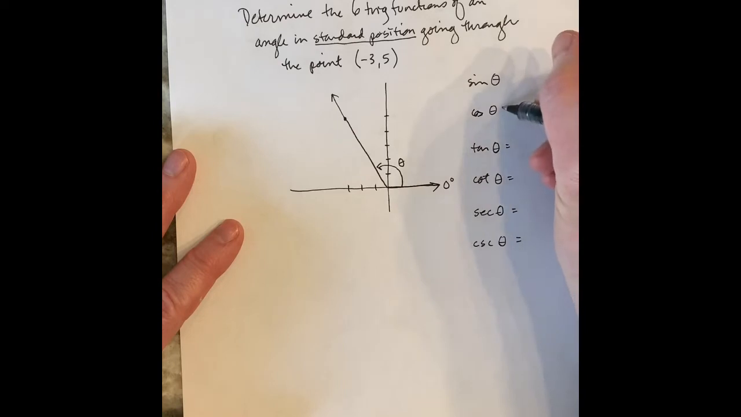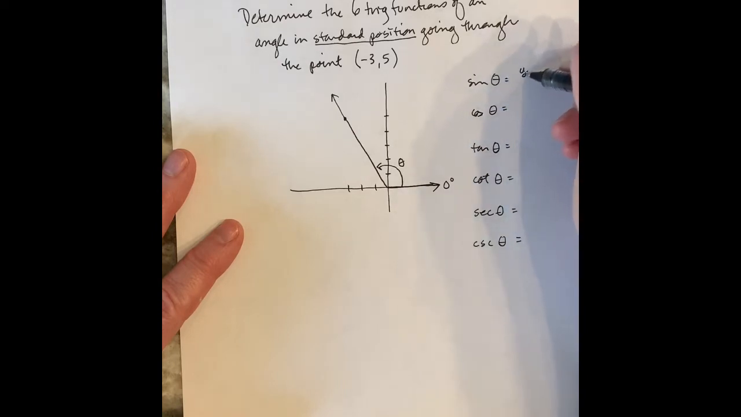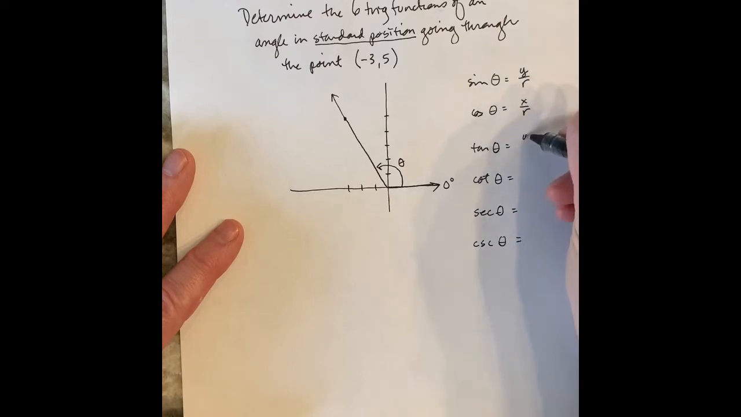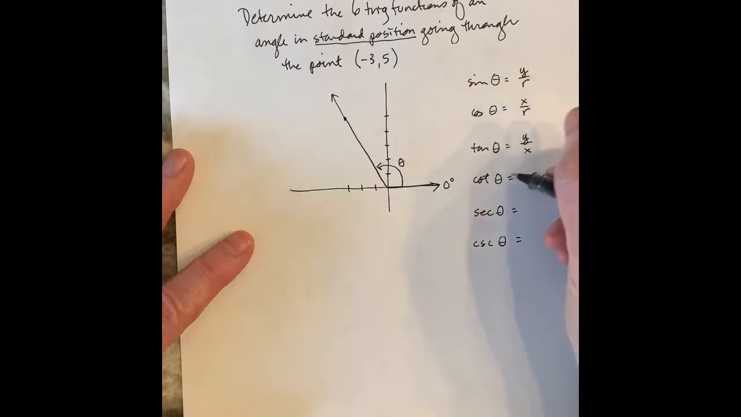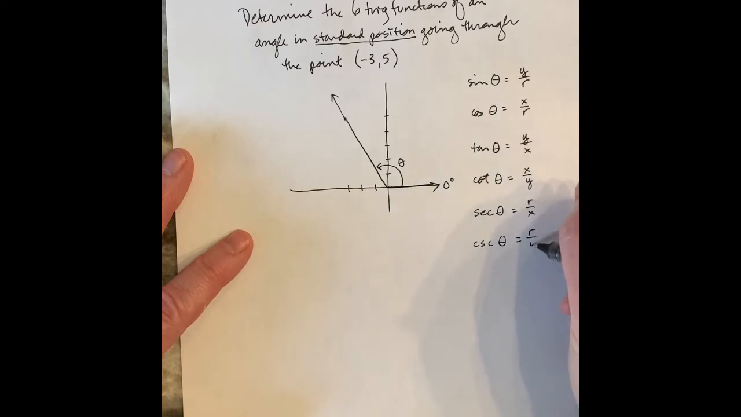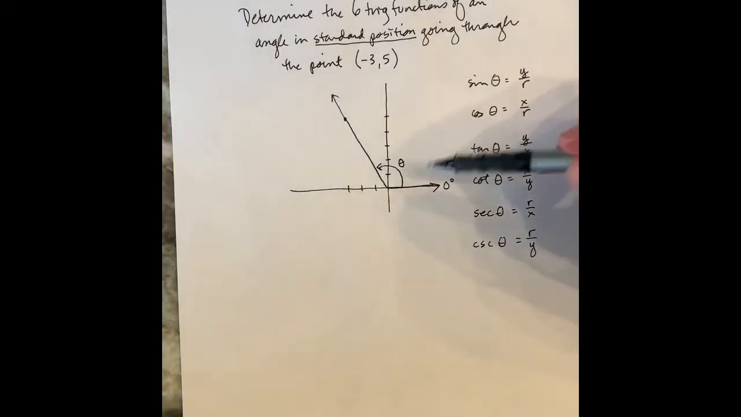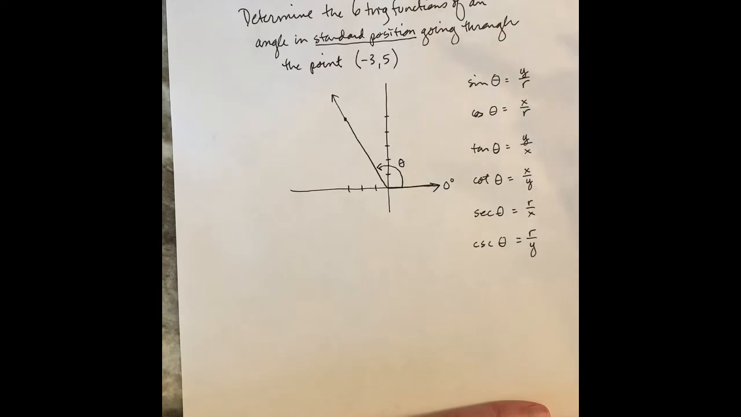Okay, and remember, I know that the sine is y over r, cosine is x over r, tangent is y over x. Got to have these memorized. Cotangent's the reciprocal of tangent. Secant's the reciprocal of cosine, and cosecant's the reciprocal of sine. And you'll notice I'm putting the r's in there because I'm not using a unit circle angle here. Okay? At least maybe I am, but I don't know that I am.